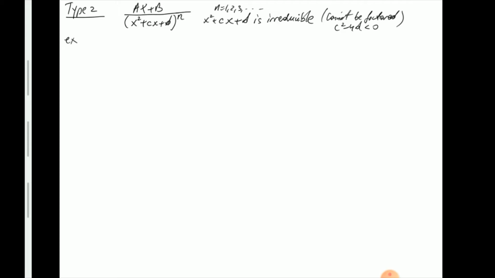So here are a couple of examples. 3x minus 1 over (x squared plus 4x plus 5) to the power 3. Let's say you have x plus 3 over x squared plus x plus 1. 3x minus 1 over x squared plus 9. This is also irreducible, and you will see it's easier to handle if you don't have the x in the middle. So if the coefficient of x is 0. Let's see. So yeah, we'll get to more examples later.